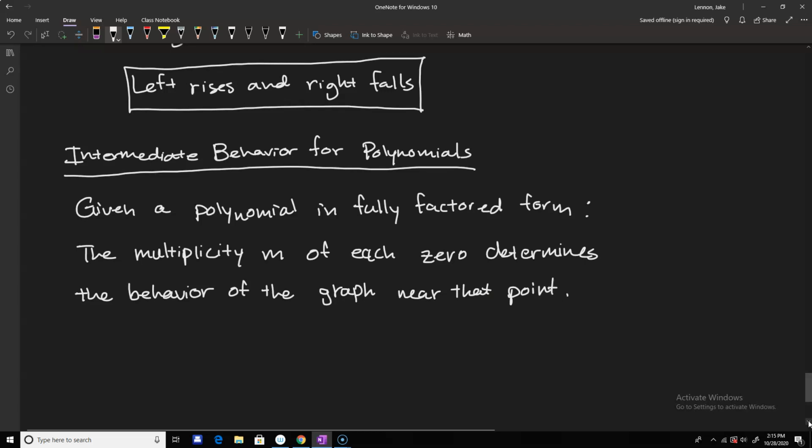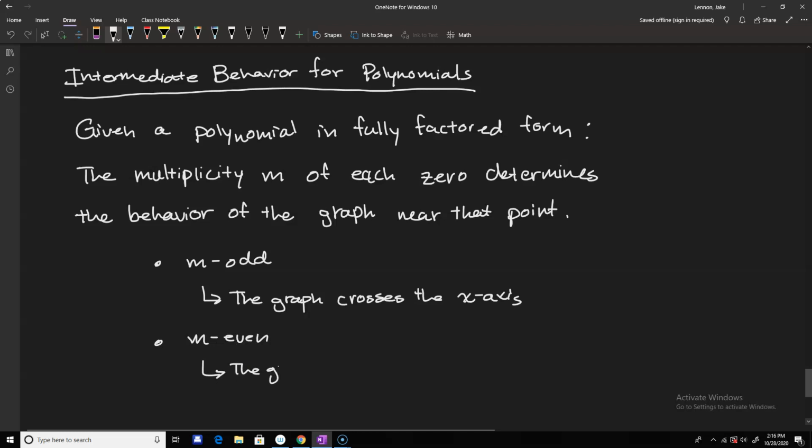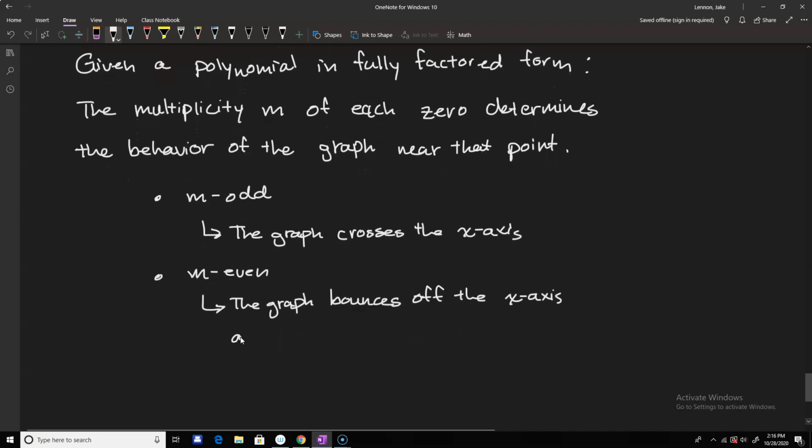So there's two possibilities. The multiplicity is the power of each factor. So if m is odd, then what happens? The graph crosses the x-axis. And if m is even, the graph bounces off the x-axis and turns around.